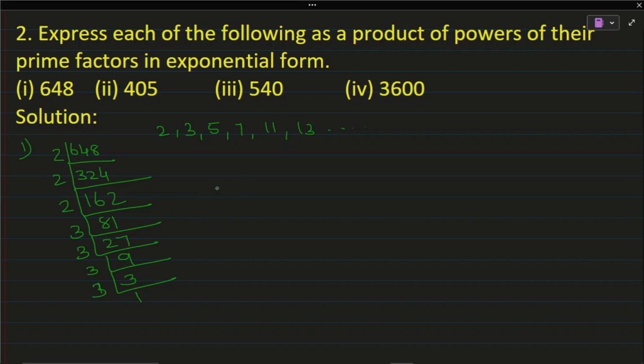So we can express 648 as prime factors: 2 into 2 into 2, then 3 is coming 4 times. Here you can see 2 is repeating 3 times, so the exponential form is 2 raised to 3, and 3 is repeating 4 times, so 3 raised to 4. The short form is called exponential form. So this is how we express 648 in exponential form.